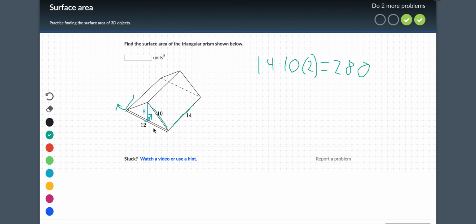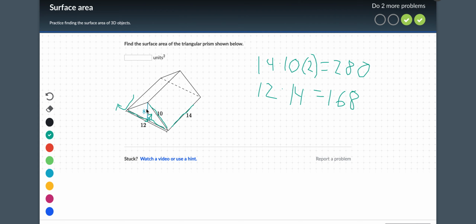So now we'll find the area of this bottom rectangle here, which as you can see is 12 and 14. So 12 times 14 is equal to 168. So now I'm gonna redo that 8.